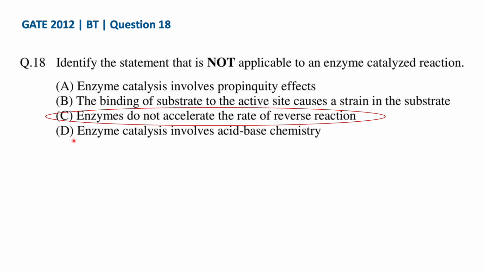The other option that's left is enzyme catalysis involves acid-base chemistry. We just saw acid-base chemistry, which is one of the mechanisms of enzyme catalysis where transfer of protons, that is the hydrogen ion, occurs. So this is correct about enzyme catalysis as well. So the statement that's not applicable to an enzyme catalyzed reaction is: enzymes do not accelerate the rate of the reverse reaction.